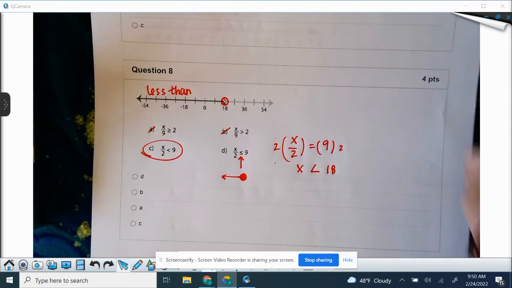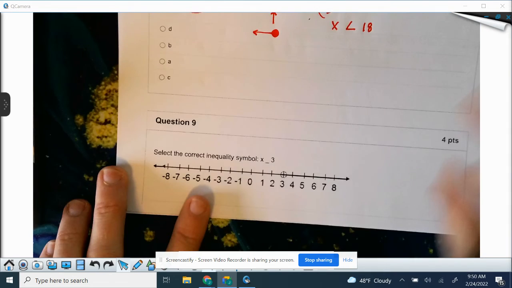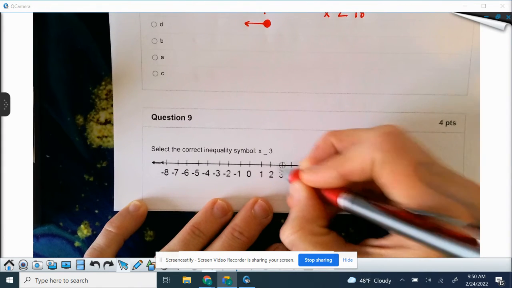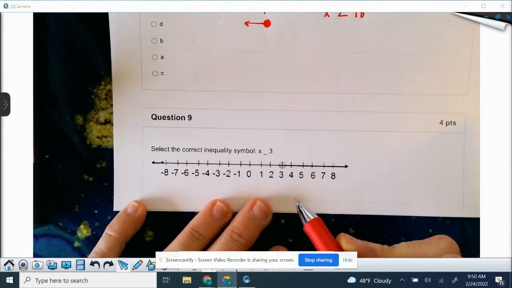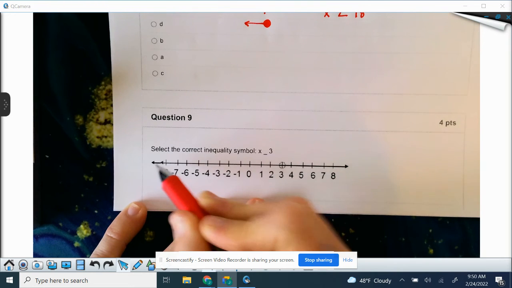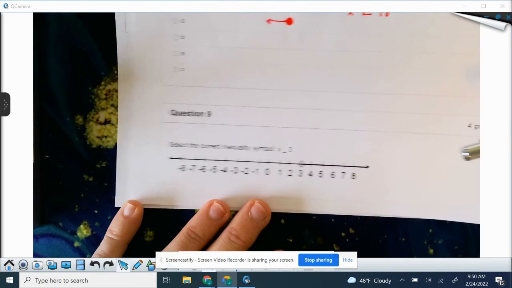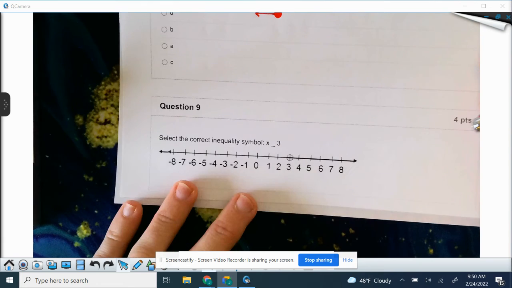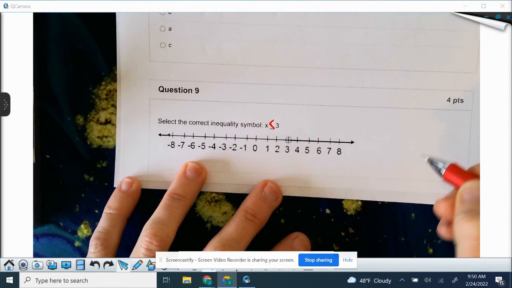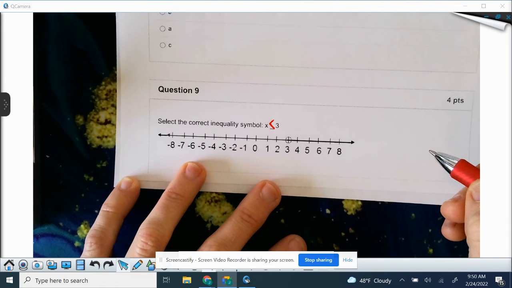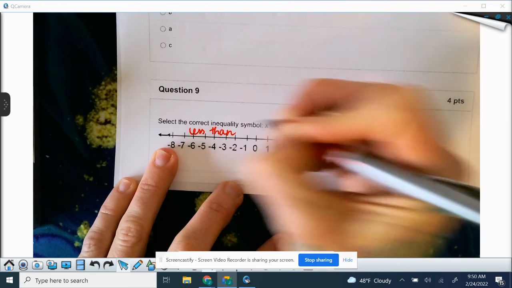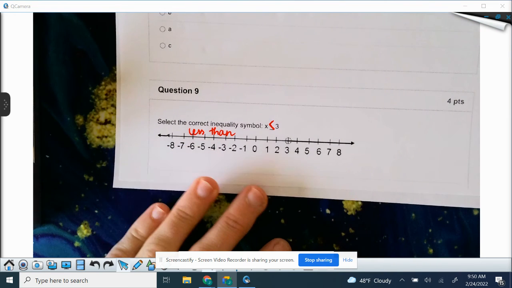All right, number 9. Select the correct inequality symbol. So it's an open circle. Holy moly. And it looks like it's shaded to the left because we got double arrows. Shaded to the left. I hope your version was in color now that I'm looking at this. So it's going to be less than. Shade to the left. This is less than. Open circle, so no equal to in there.